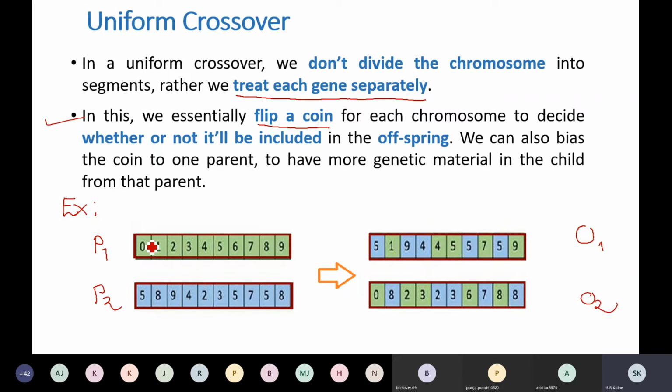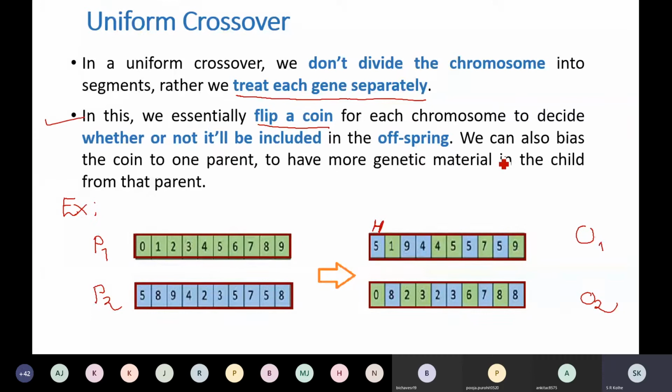So what you are going to do? You are going to swap that corresponding digit. Instead of 0, you change it to 5, because the first digit in parent P2 is 5. So instead of 0, now here we have 1 because it was head. Or that way also we can do: if it's a head, then you swap, and if it's a tail, you don't swap.